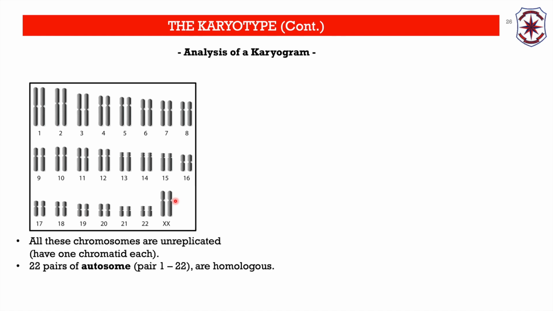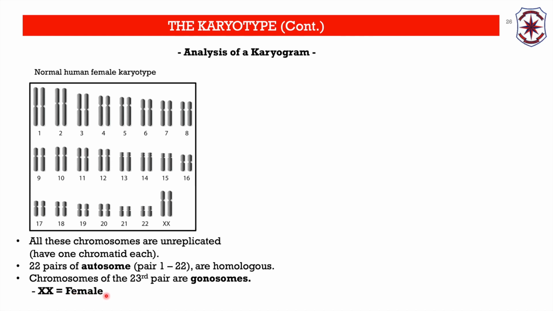Like we said, all these chromosomes are unreplicated. They have one chromatid each. The first 22 pairs of chromosomes are homologous, and they are called autosomes, while the 23rd pair are called gonosomes. And then if they are both XX, it means that individual is a female. All right? So the heading will be a karyotype of a normal human female.